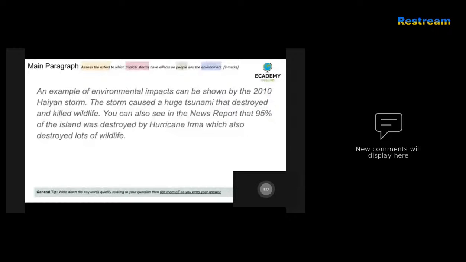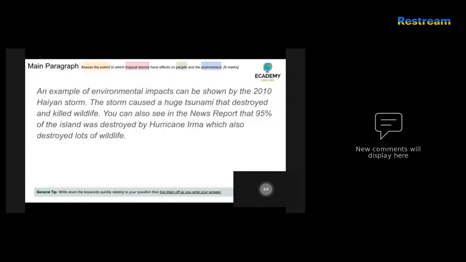Also, it reiterates that point later on, saying that Hurricane Irma also destroyed lots of wildlife. So repetition, again, is not going to get you additional marks at all. So be careful when you're writing your exam. Refer to a specific example, then give some evidence for it, and then say why this is such a big impact. Are you talking about people, or are you going to be talking about the environment itself?